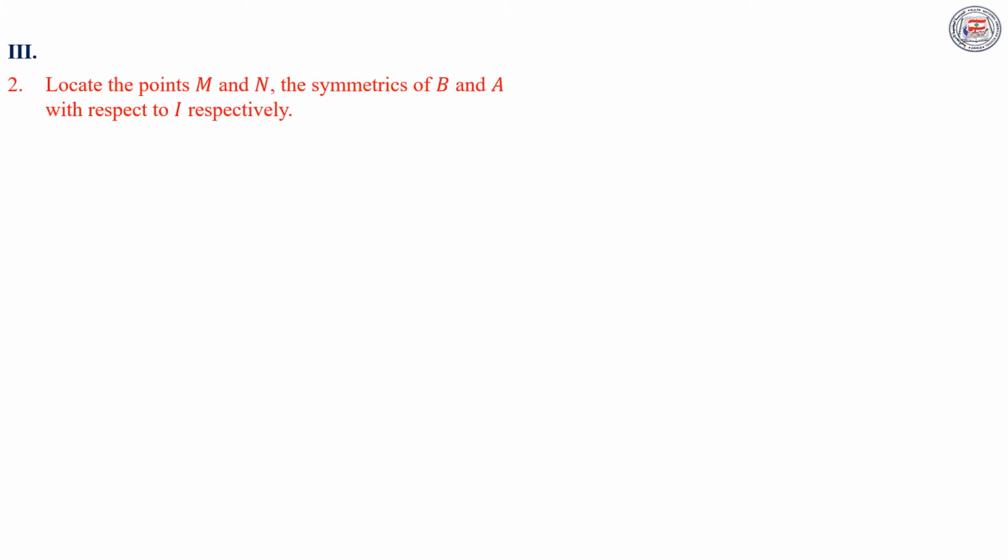Let's get back to part 2. In this part, we have to locate the points M and N, the symmetrics of B and A with respect to I respectively. If we have to locate the points M and N, we must calculate their coordinates. We know from this given that M and N are the symmetrics of B and A with respect to I, respectively. That means I is the midpoint of MB, and I is the midpoint of NA.